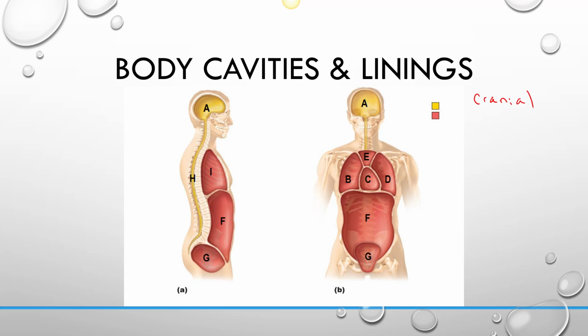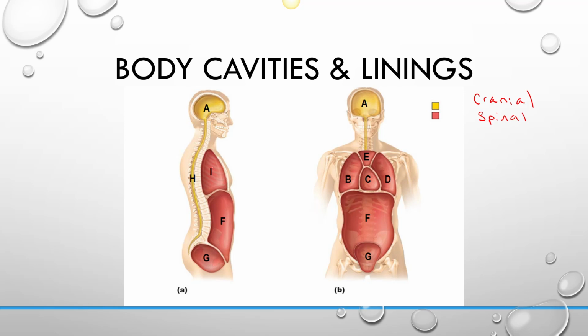The next cavity I'm going to talk about is right down the side here. It's H, the spinal cavity, and the spinal cavity contains the spinal cord. Those are considered the dorsal cavities. Now the ventral cavities include the thoracic, abdominal, and pelvic, but there are some different divisions within those.